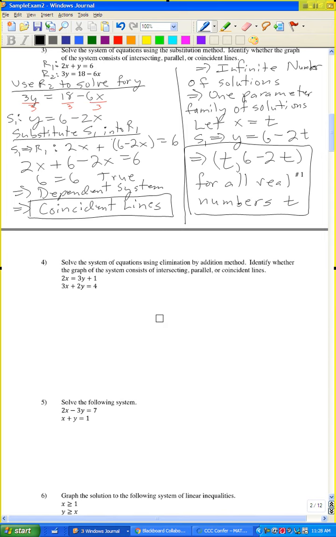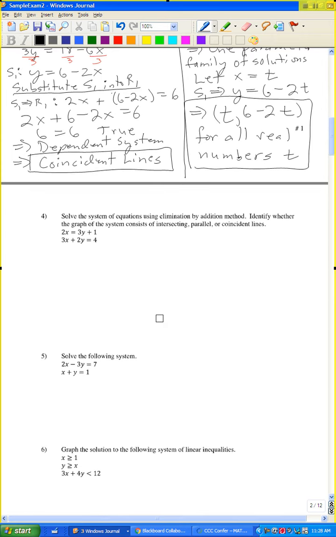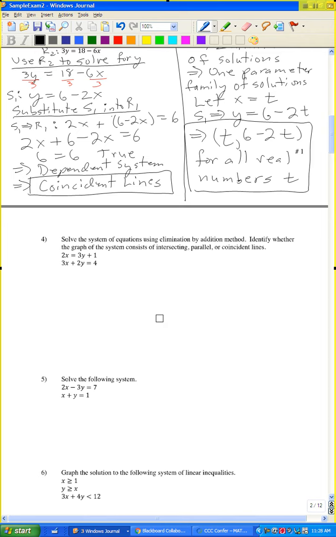Solve the system of equations using elimination by addition. Identify whether the graph of the system consists of intersecting, parallel, or coincident lines. Okay, so let's rewrite this first equation by subtracting 3y from both sides. So I'll rewrite it as 2x minus 3y equals 1, and 3x plus 2y equals 4. So that's my first and second equation.